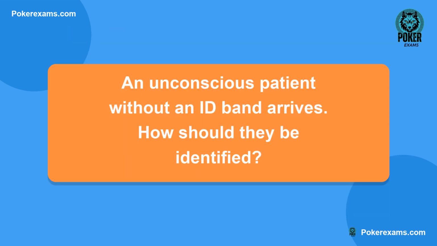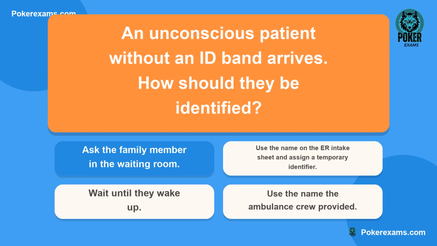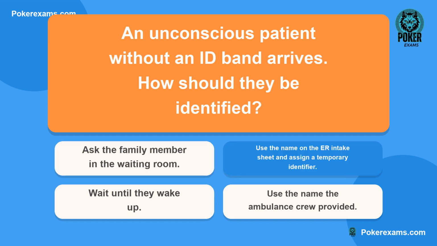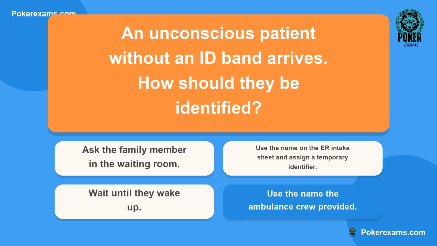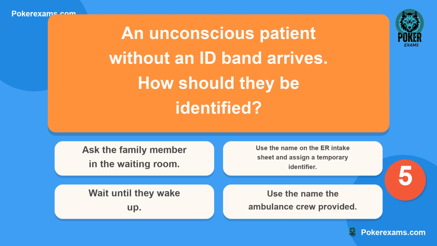Next question. An unconscious patient without an ID band arrives. How should they be identified? Is it A, ask the family member in the waiting room? Or B, use the name on the ER intake sheet and assign a temporary identifier? Could it be C, wait until they wake up? Or lastly D, use the name the ambulance crew provided?